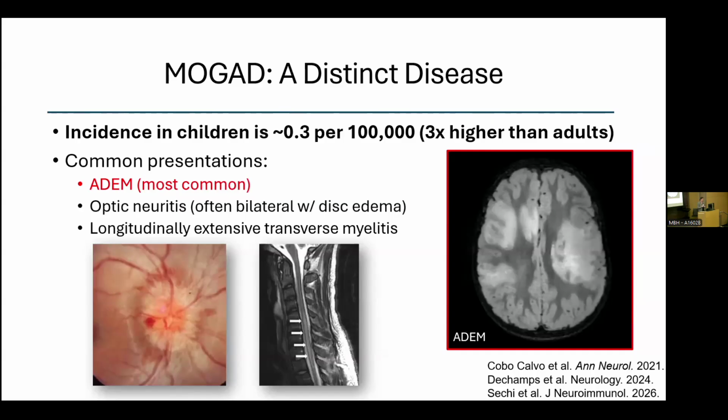You can also get optic neuritis. It's often bilateral and can be associated with disc edema and elevated ICP. So sometimes these kids will actually present with headaches, and ultimately you tap them and they're found to have elevated opening pressure. And then the optic neuritis, again, can be bilateral, which also can be a clue, whereas in other demyelinating diseases like MS, it's usually unilateral. And then you can get longitudinally extensive transverse myelitis as well. So again, it can really impact any part of the nervous system, but ADEM is definitely most common.